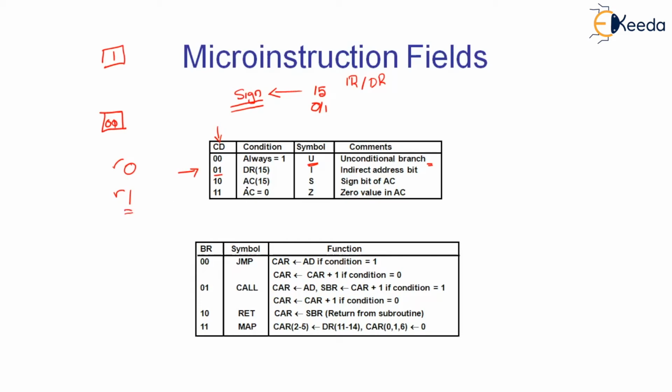Similarly, the other condition is accumulator 15th digit, which is a signed digit. If the signed digit is equal to 1, then a call will be performed, that is, the branch has been taken. If it is equal to 0, the branch hasn't been taken. As simple as this. 11, the accumulator is equal to 0. That is, 0 value in the accumulator.